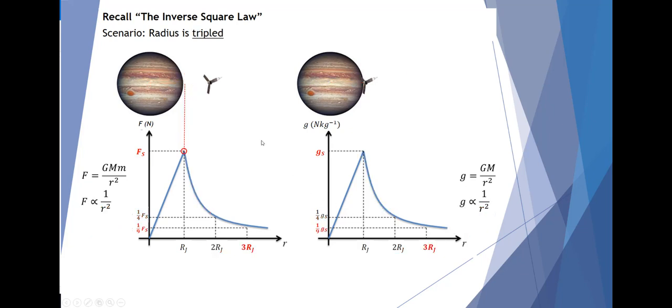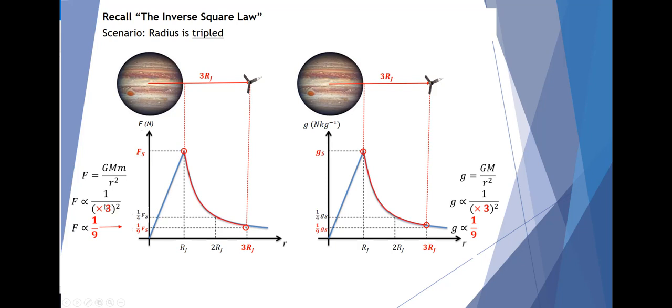Let's repeat that now when we triple it. See the same thing. If I triple the radius, I now get 1/9 the force. And if I triple the radius on this side as well, I now get 1/9 of the gravitational field strength that there was at the surface. Exactly the same relationship as last time. Factor of 3, 1/3 squared gives you 1/9. That's our revision of the inverse squared law.